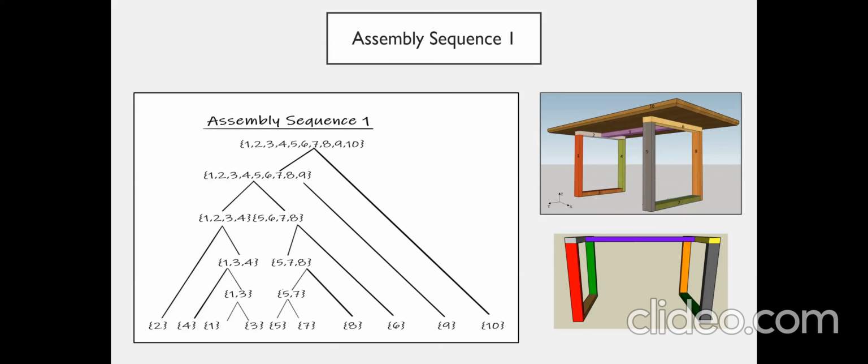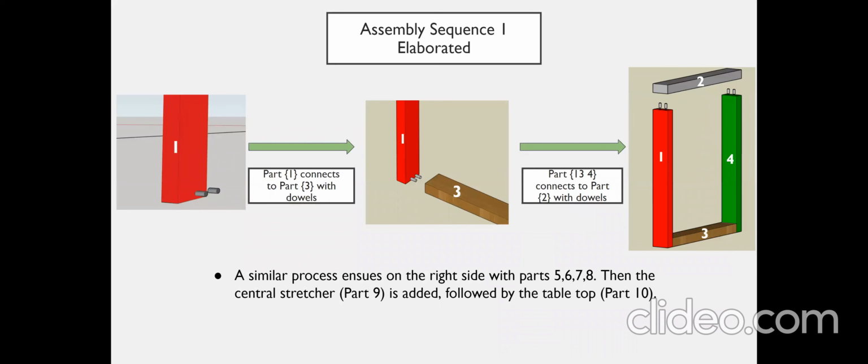Assembly sequence 1 has 2 main subassemblies for the legs being rectangular in shape. So you have a left leg assembly and a right leg assembly. The left leg assembly starts by joining the vertical member 1 with member 3 through 2 dowels, 2 holes, and mating glue and clamps. That is then done on the opposite side with 4 and 3, creating a U, and then 2 is brought to that U shape to create a rectangle.